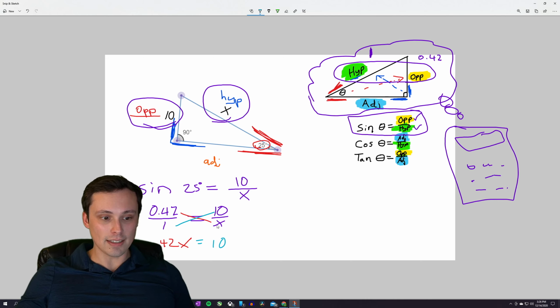It cancels off the side that it's on and ends up on the other side. That's all it is. Anyway, we have 0.42x equals 10, and we want to get x by itself. It's linked with multiplication to this number, so we can divide, which is the inverse operation, to get rid of that. And that's going to leave us with our final answer: x equals 10 divided by 0.42.